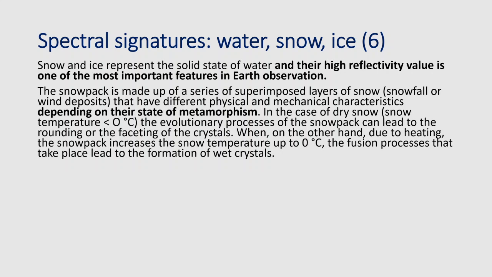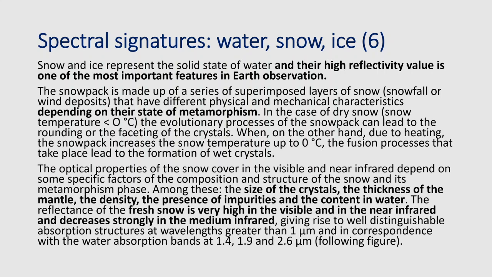And so when, on the other hand, due to heating, the snowpack increases the snow temperature up to 0 degrees Celsius, the processes that take place lead to the formation of wet crystals. And these crystals, in the different shapes that they can assume, can have different mechanisms when reflecting energy. And the shape of these crystals and the condition in which the different layers of snow on the snowpack are formed is something that is related to the metamorphism of the snow, so how it's changing over time.